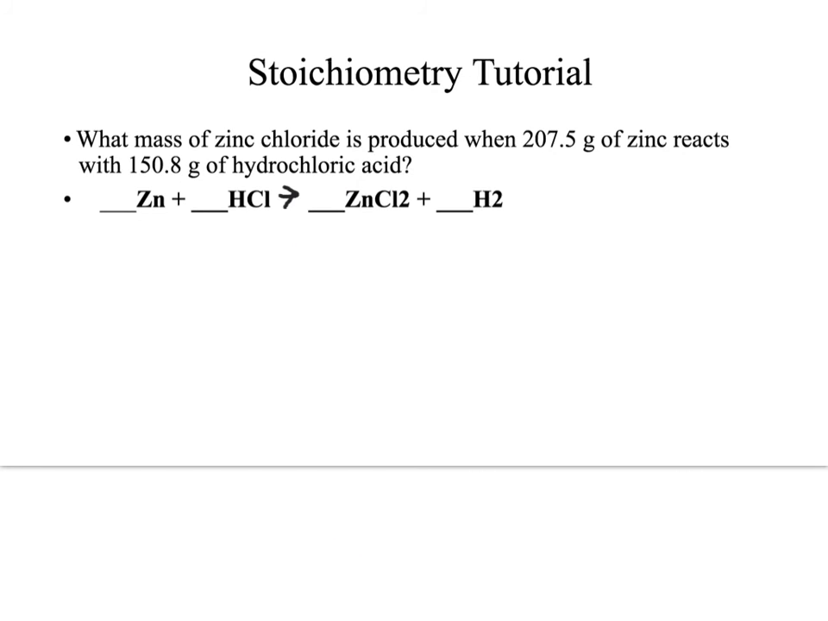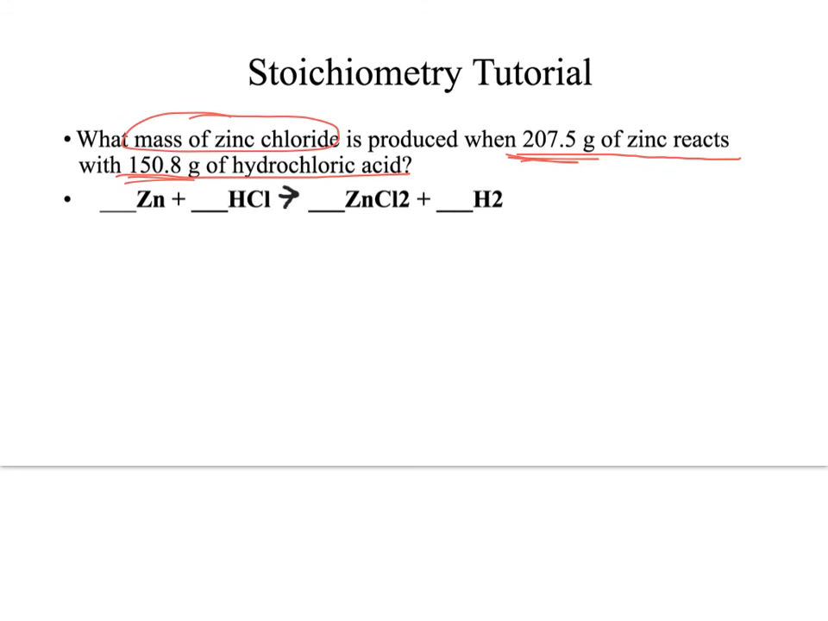All right, last one we're going to do on this tutorial, and we're going to end it with the big one, which is a limiting reactant. And the reason that I know that this is a limiting reactant is because it gives me 207.5 grams of zinc reacting with this many grams of hydrochloric acid. So because it gives me 2 reactants, it's going to be limiting. And so it's going to be solving for mass of zinc chloride. So if you recall, we're going to work the problem once using the zinc and once using the hydrochloric acid.